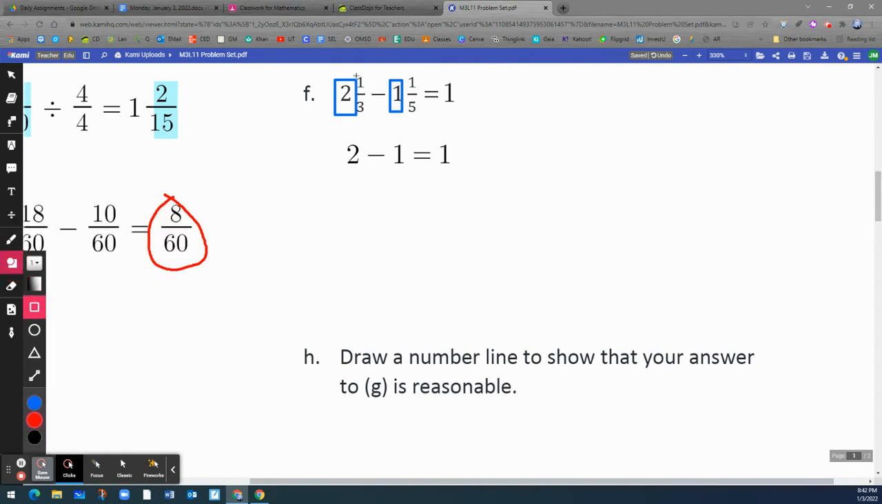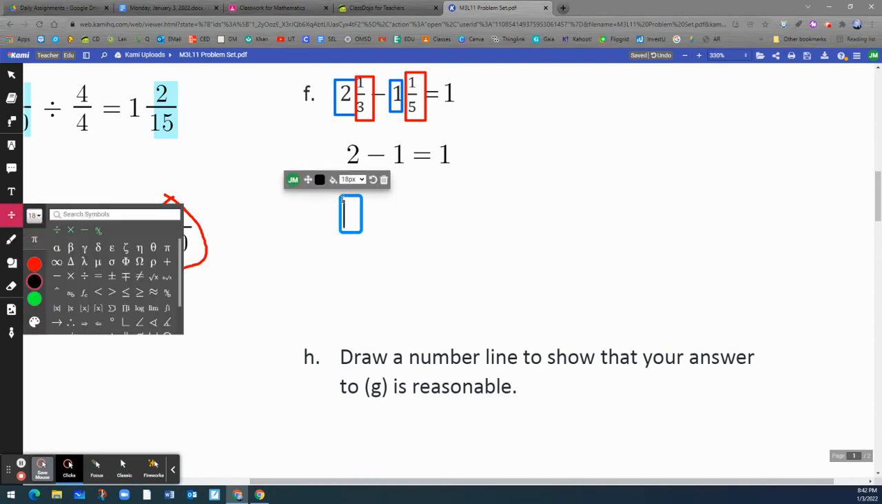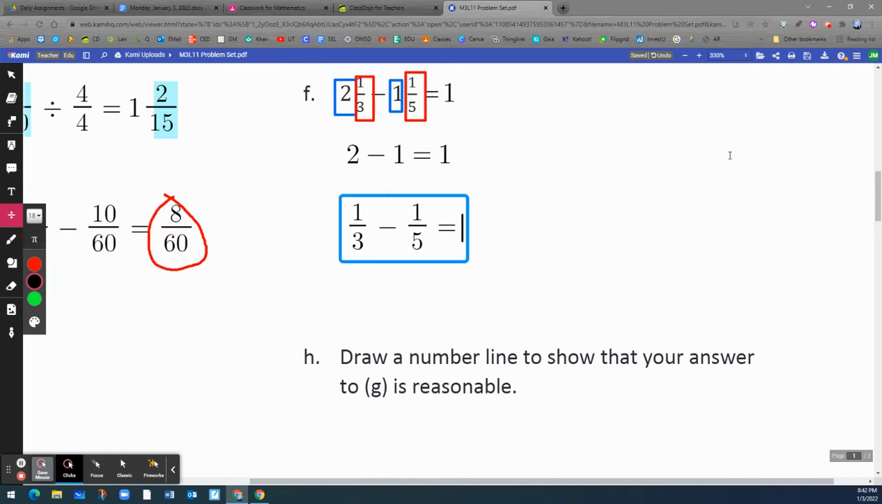Now we're going to identify the fractions, and we're going to do the work with the fractions. So the fractions are 1/3 and 1/5. Let's do that now. So 1/3 minus 1/5. Okay. Now remember, their denominators are not the same. So what do we need to do? Well, let me select my pen and let's get to work.